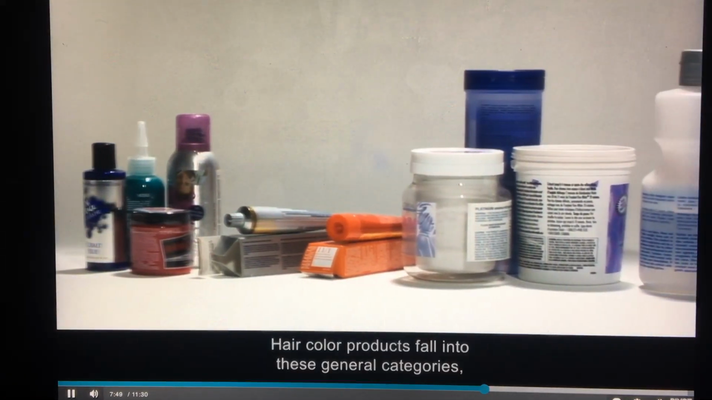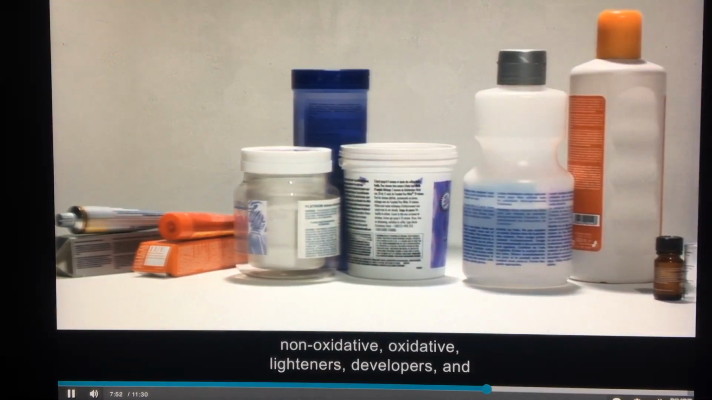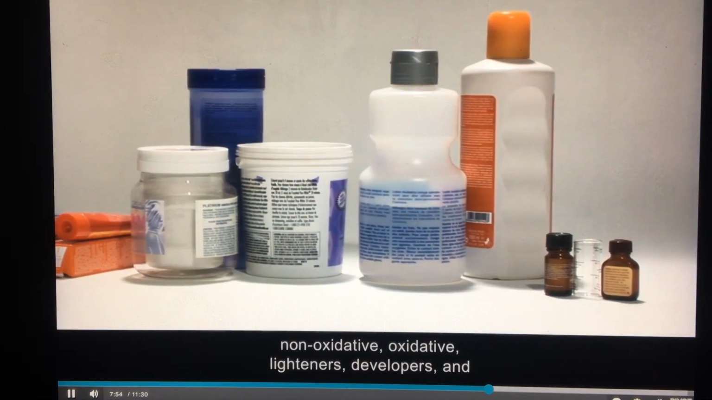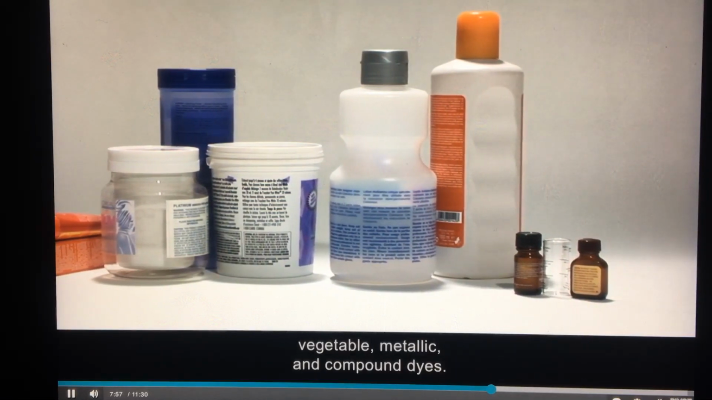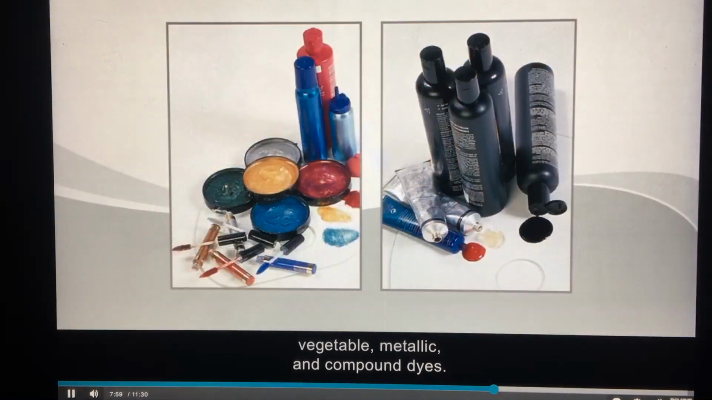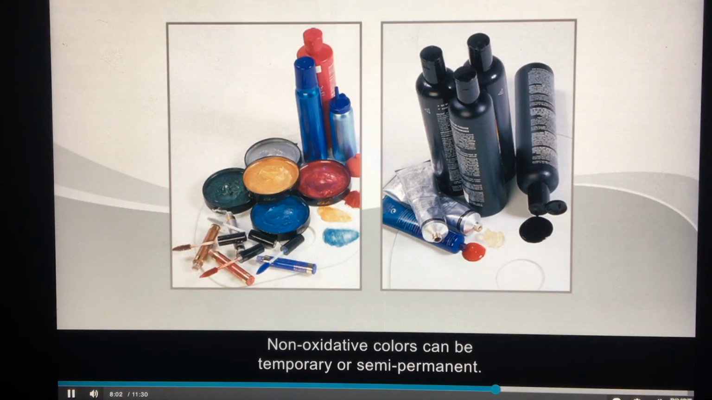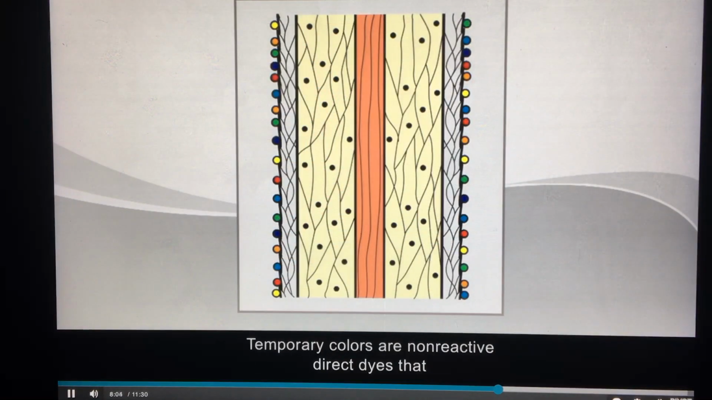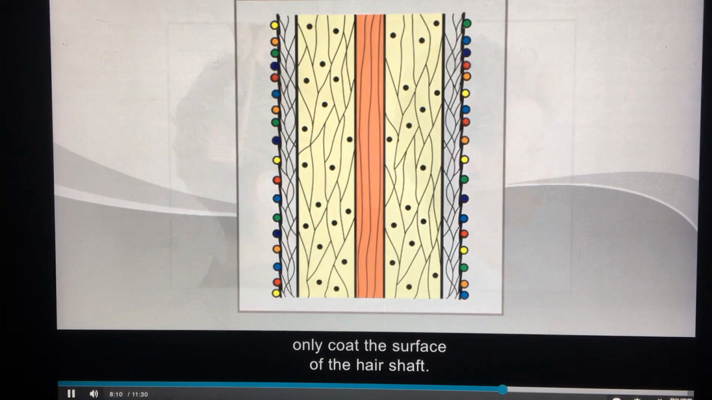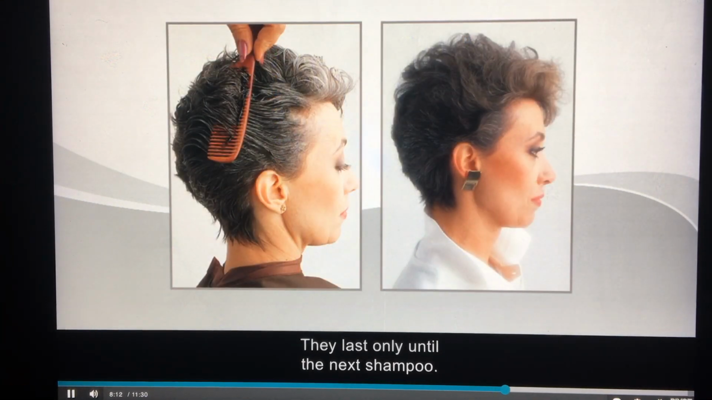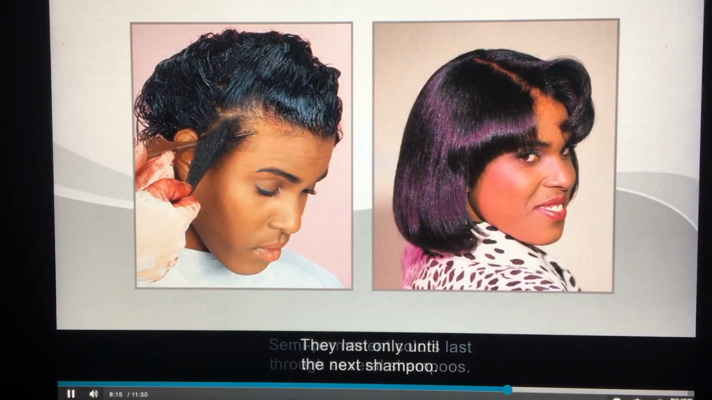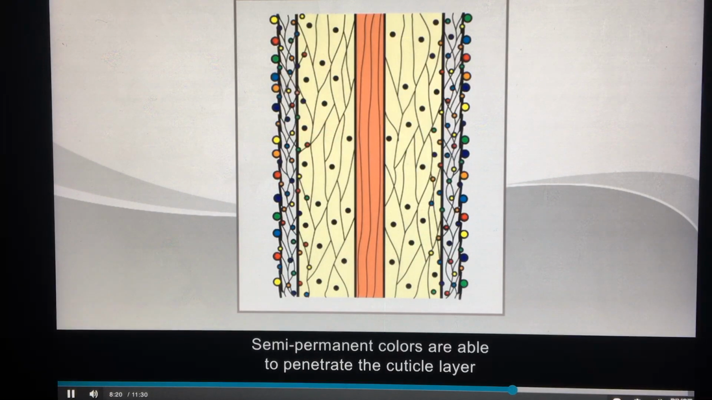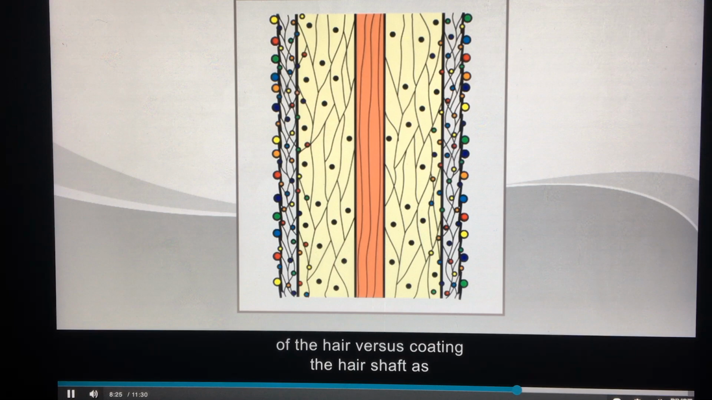Hair color products fall into these general categories: non-oxidative, oxidative, lighteners, developers, and vegetable, metallic, and compound dyes. Non-oxidative colors can be temporary or semi-permanent. Temporary colors are non-reactive, direct dyes that only coat the surface of the hair shaft. They last only until the next shampoo. Semi-permanent colors last through several shampoos. Semi-permanent colors are able to penetrate the cuticle layer of the hair versus coating the hair shaft as with temporary colors.